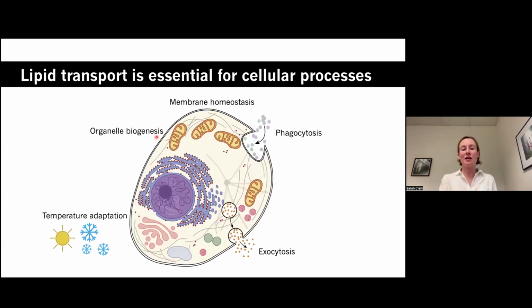If we look back at this slide here, a cell really doesn't look like this. All of the organelles are not separated in space as is implied here. The endoplasmic reticulum is sort of everywhere across the cell, touching all of these different organelles and touching the plasma membrane, which is where all these membrane contact sites come into play.